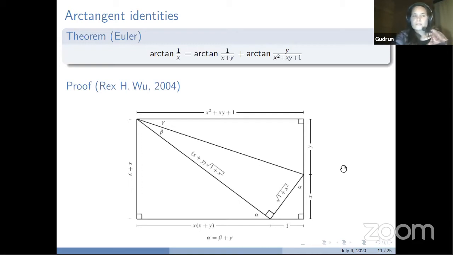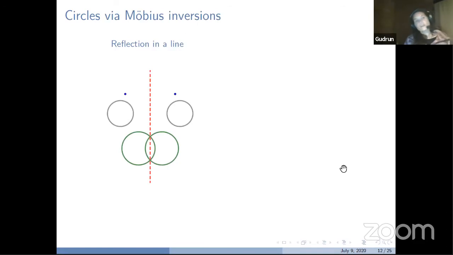But what I want to do is change to the third example that I want to present. So at the end, I want to create surfaces. And I would like to create surfaces by transporting or by reflecting a certain curve, in this case a circle maybe. So what is a reflection?